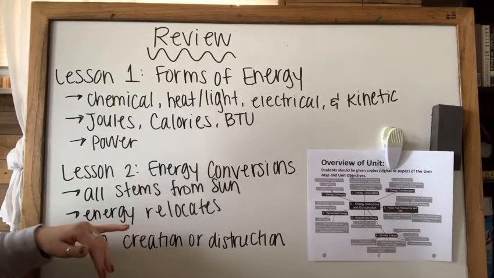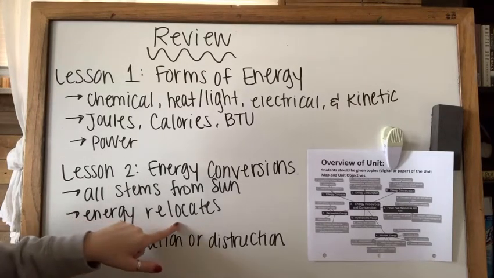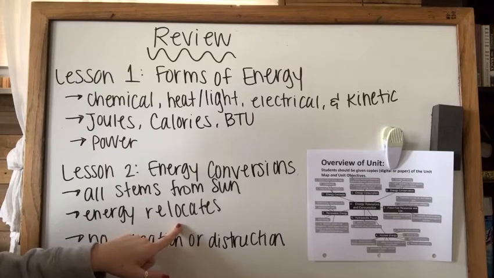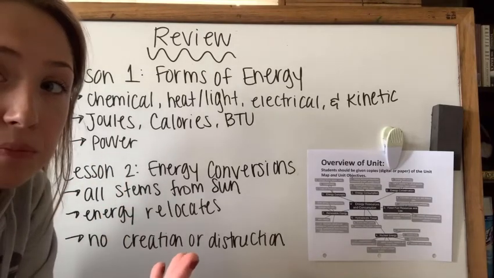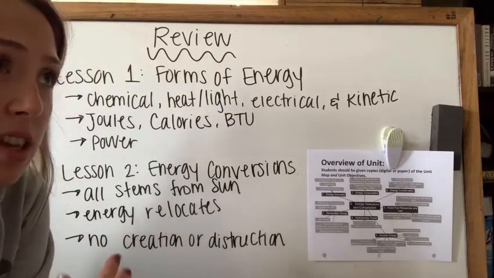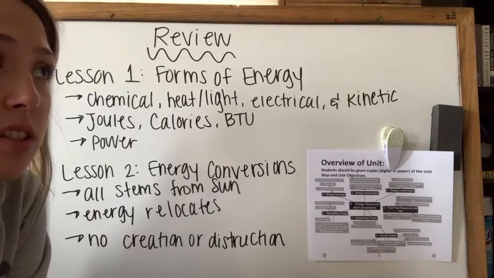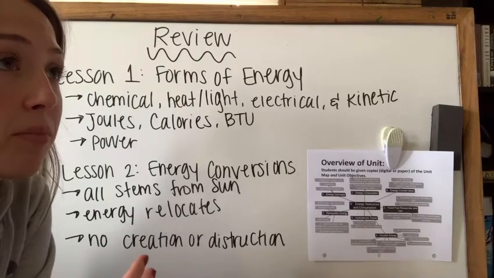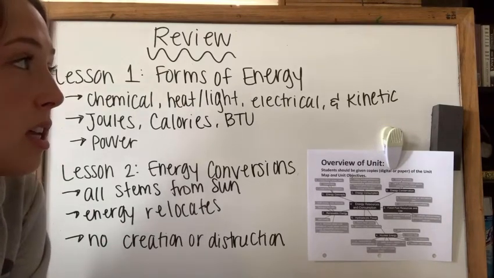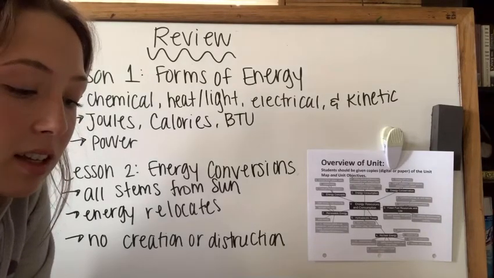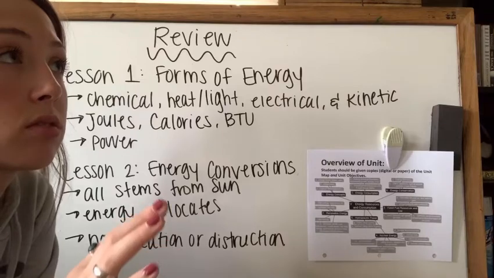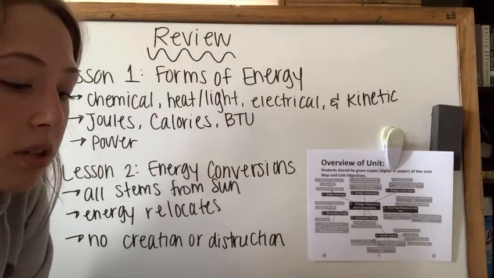So from there, we learned that energy relocates, and an example of that on the slideshow showed a banana tree that got its energy from the sun and used photosynthesis to produce that energy further. And then I think it showed a monkey eating the banana off of the tree. It was just a simple chart of how energy flows.